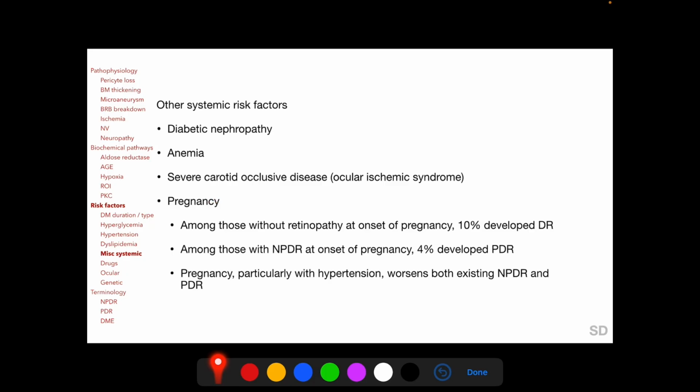And in pregnancy, among those without retinopathy at onset of pregnancy, 10% developed some form of diabetic retinopathy during pregnancy, and among those with NPDR at onset of pregnancy, 4% developed proliferative diabetic retinopathy. And it has also been found that pregnancy, particularly with hypertension, worsens both existing NPDR and PDR.